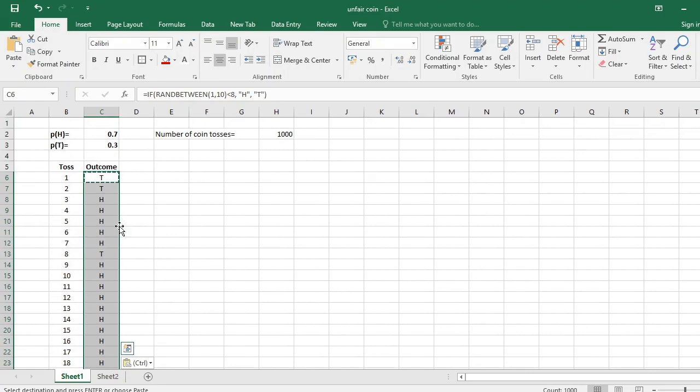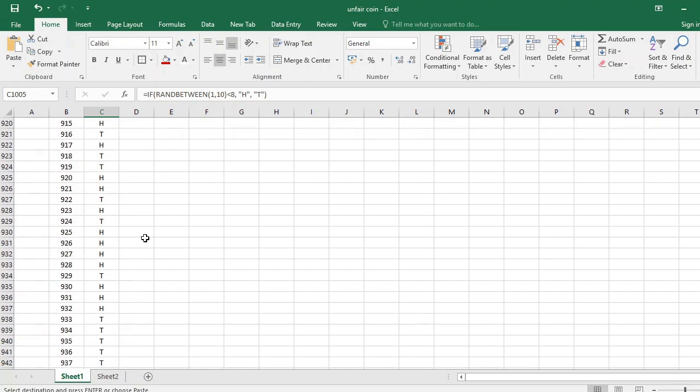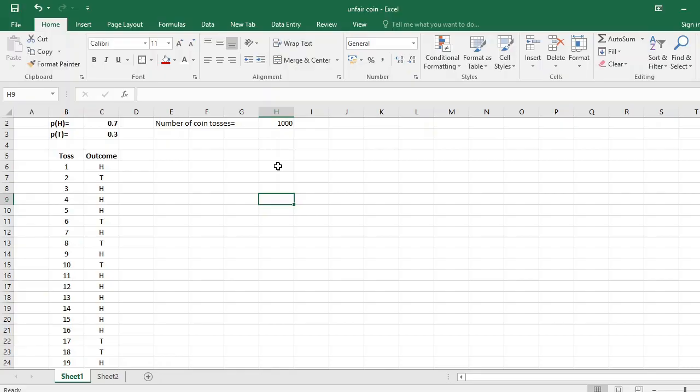So there you are. This column has gotten all the outcomes. The first outcome happens to be tails, and the 1,000th outcome again happens to be tails. So what we are now going to do is count that out of these 1,000 coin tosses, how many heads are there and how many tails are there.